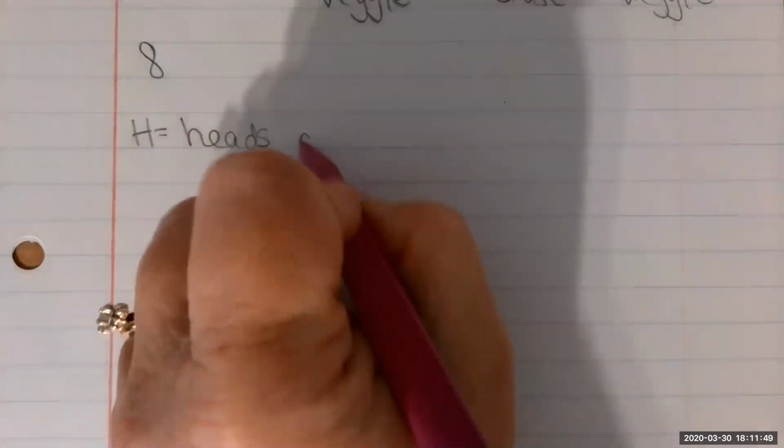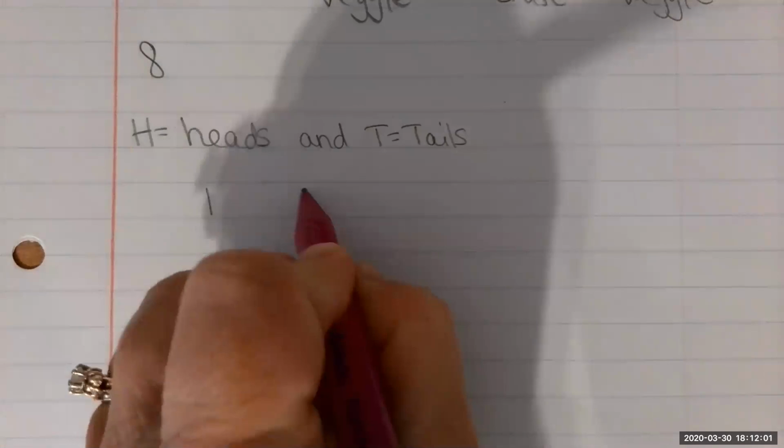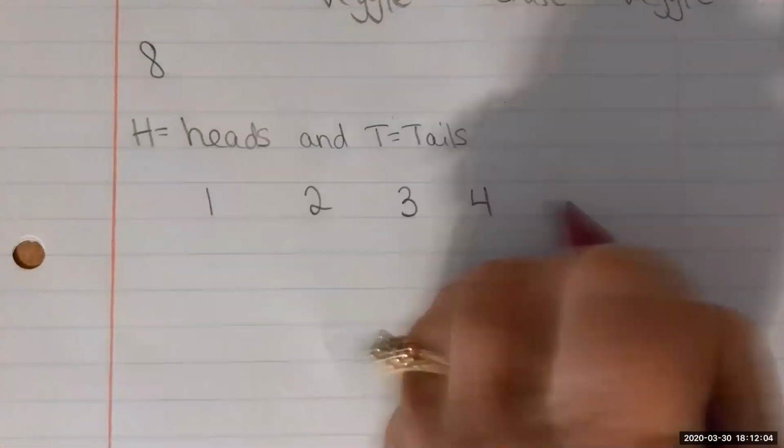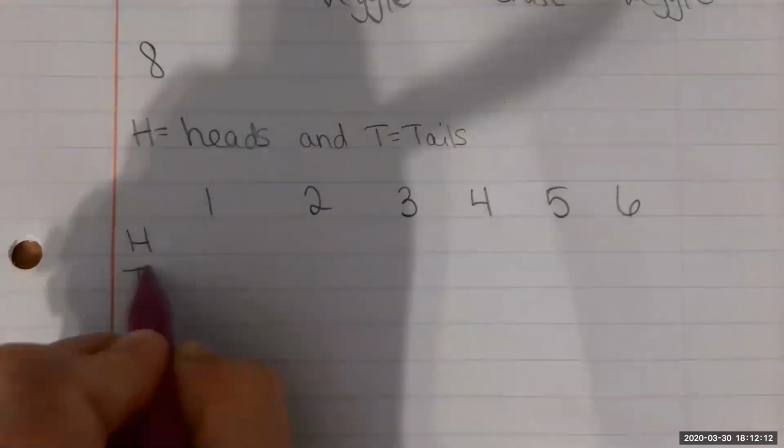All right, so we're going to look at this problem using 2 different methods. Method 1 is to use a table to find the sample space. We're going to let H equal heads and T equal tails. You can have a number cube with 1, 2, 3, 4, 5, and 6, and on this side we have heads, and this side we have tails.